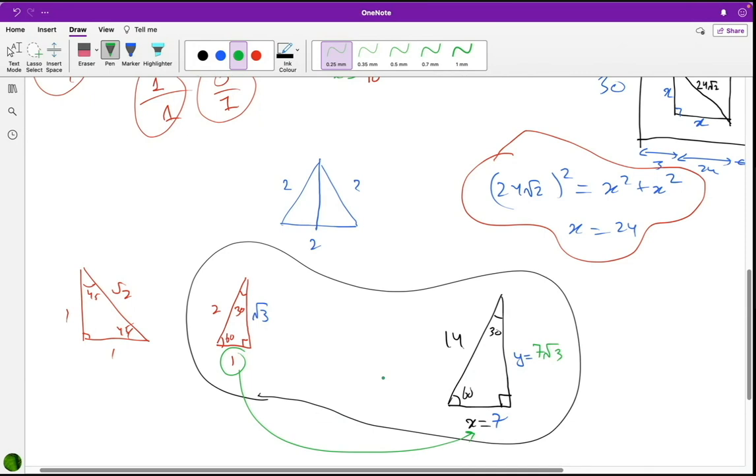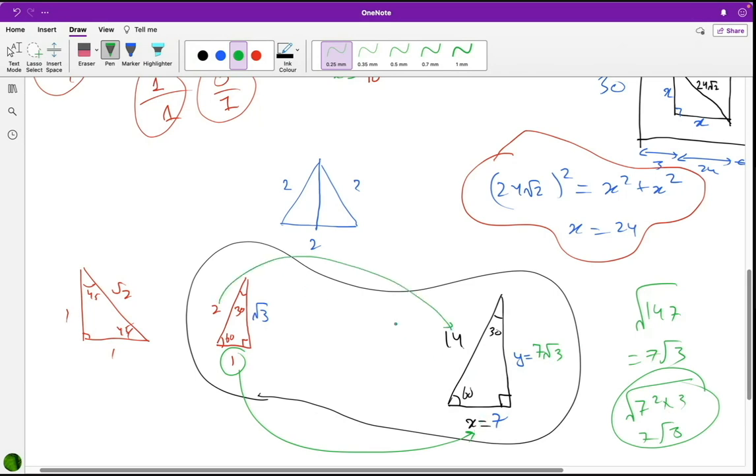No, no, not root 21. When 7 actually goes inside, it becomes 49. I thought, if you look at the triangle on the left, I thought... Yeah. So it luckily proves my point that you have to memorize a few things. Don't go into the logic of everything. So that's actually root 147 equals 7 root 3. Like 49 into 3. 7 square into 3, or 7 root 3. Every side increased 7 times.